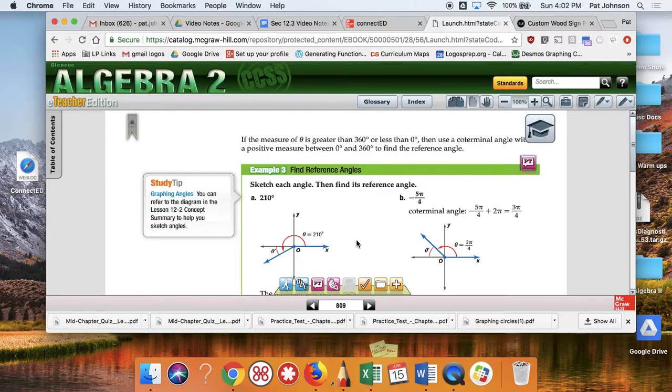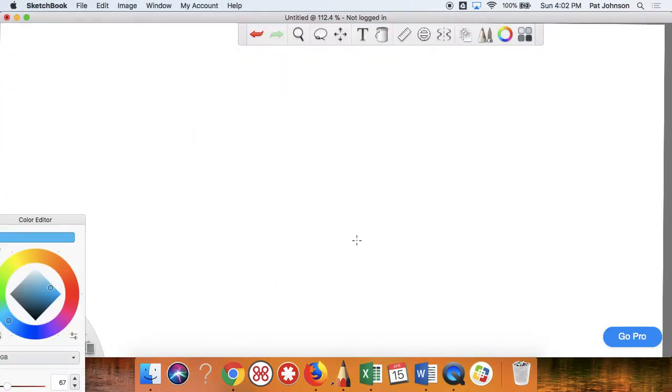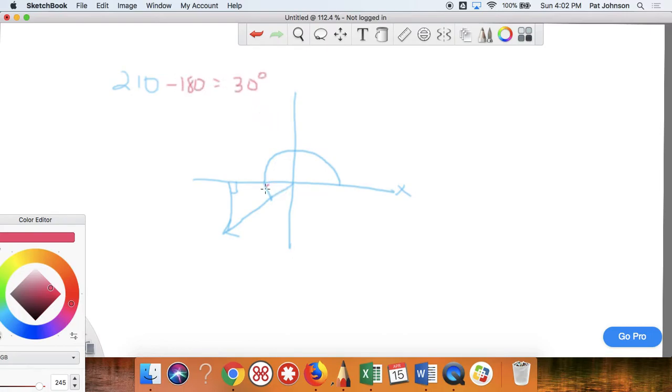So, for instance, 210. They want us to sketch each angle, then find its reference angle. So they want us to sketch 210 degrees. Well, 210 degrees, I know that here to here is 180, so 210 is going to be here. Okay, so I'm going to make it up to the x-axis. Remember, this is the x-axis. Because it's in quadrant 3, I'm going to take theta minus 180, and I'm going to get 30 degrees. So this right here is 30 degrees, and that's the angle I would use to find the trig functions, with y, x, and r.